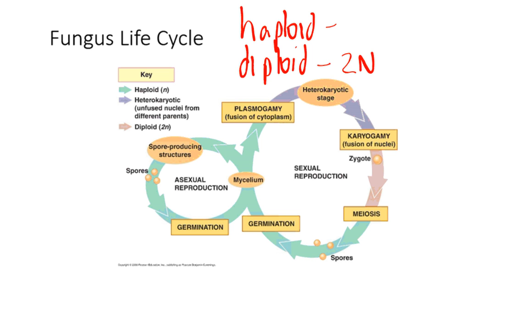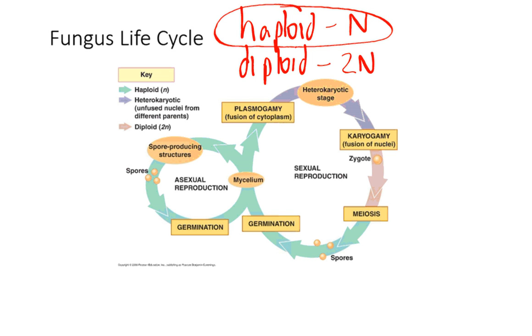Well, the fungus exists in this haploid state, or this 1N state, where every cell only has a half copy of its chromosomes. And then when those cells combine, that would be sexual reproduction. But most of the fungal life cycle exists in this haploid state. This allows them to reproduce very quickly and, again, fill out that dead organism as quickly as possible.